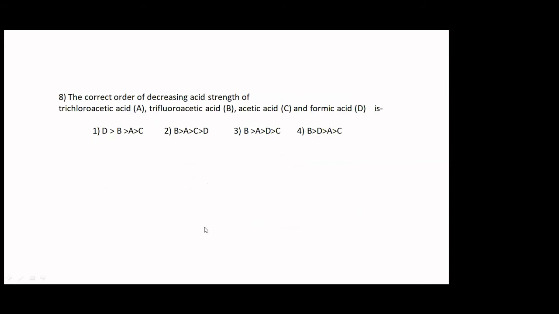The correct order of decreasing acidic strength of trichloroacetic acid, trifluoroacetic acid, acetic acid, and formic acid is: option B, B greater than A, greater than D, greater than C. Correct. Formic acid is a little more acidic than acetic acid, isn't it? The other two are quite obvious. They stabilize the carboxylate anion.